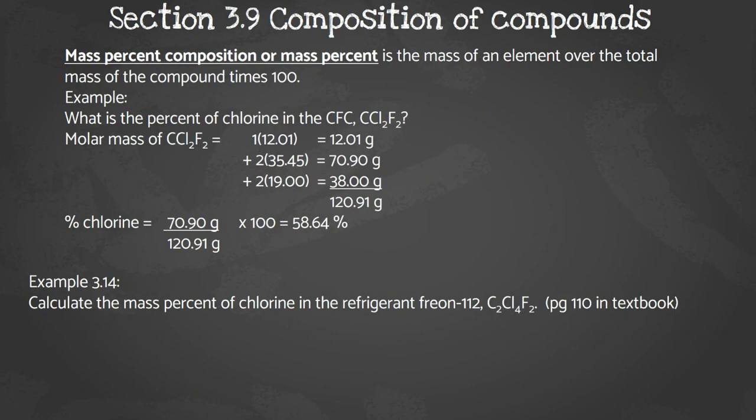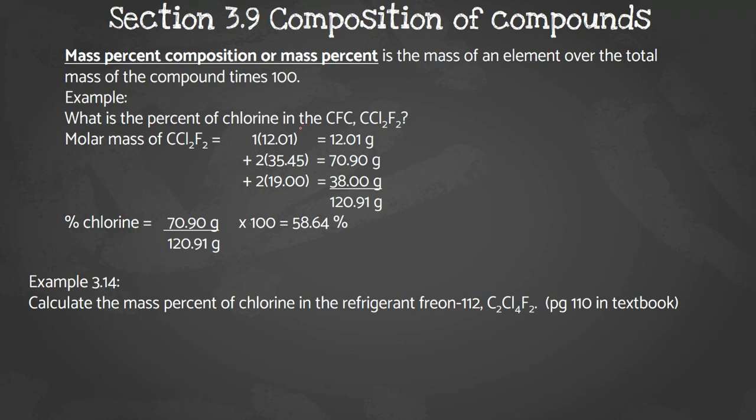All right, so section 3.9 is composition of compounds. We have mass percent, which is any percent, a part over the total times 100. And so we are going to have a part like this, 70.9, over the total mass times 100. Okay, and so for this problem, it's done for us.